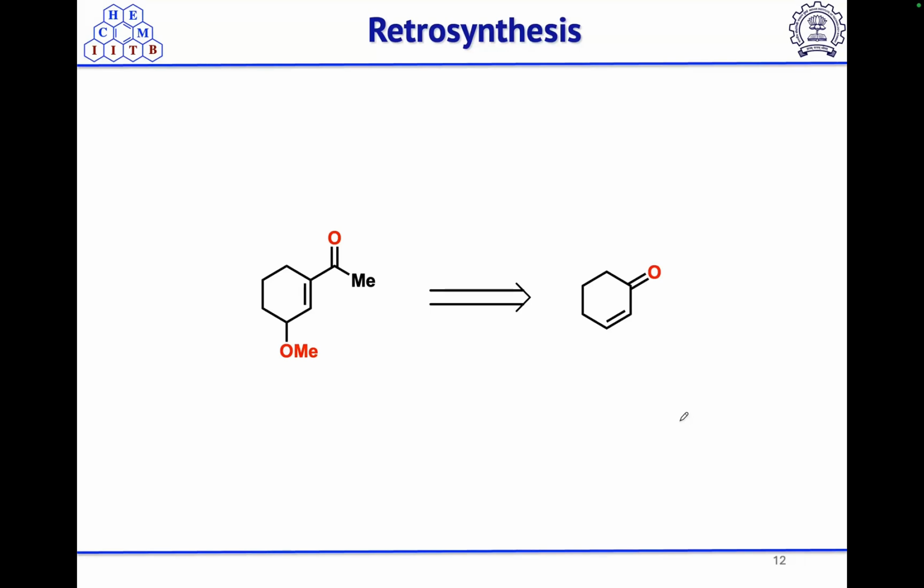Now if we plan the retrosynthetic analysis for this compound, this is having this alpha beta unsaturated carbonyl compound as well as a gamma methoxy. This is the alpha, this is the beta carbon, and this is the gamma carbon. So where are the substituents? At the gamma carbon we have this methoxy, and alpha beta has the double bond unsaturation and this carbonyl compound. So we'll plan the retrosynthetic analysis or forward synthesis from this alpha beta unsaturated cyclohexenone. So this is basically cyclohexenone.